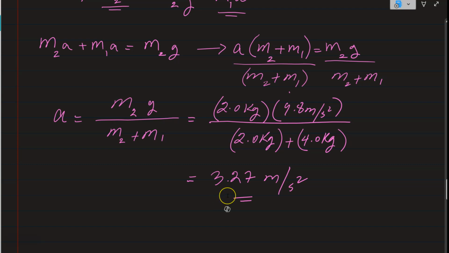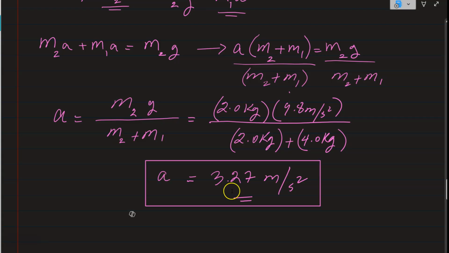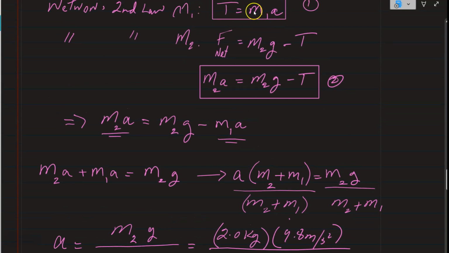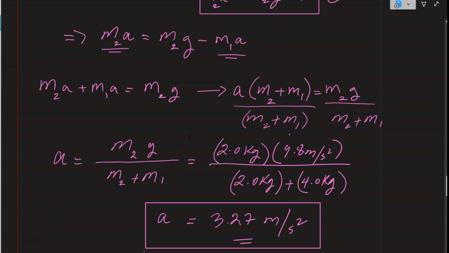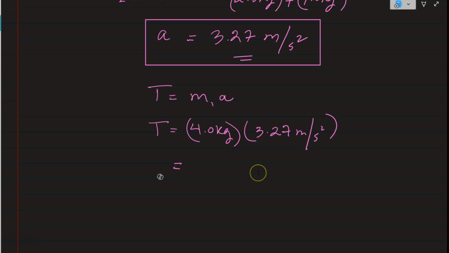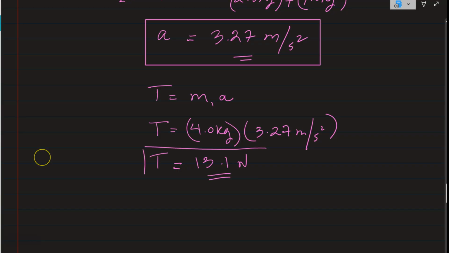All right, now that we have the acceleration of the system, we're going to go ahead and find the tension on the rope. We can use either one of these equations, but equation 1 will suffice. So let's go ahead and use that and then solve for the tension. Here's the direct substitution. When you multiply, you get 13.1 Newtons, and that is the tension for the system.